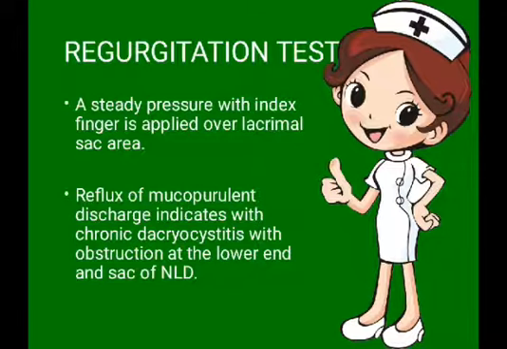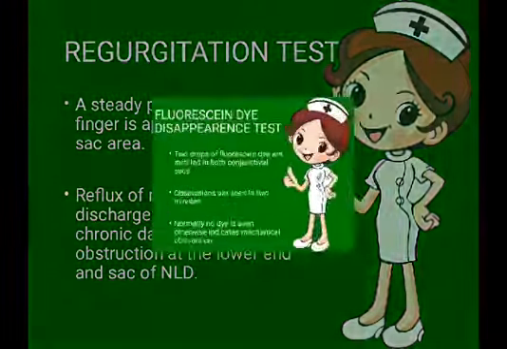We will notice whether there is a reflux of mucopurulent discharge, reflux from inside to outside, where discharge comes out, which indicates chronic dacryocystitis. It indicates long-standing inflammation of the lacrimal sac with obstruction at the lower end of the NLD and the sac of the NLD. So if that discharge comes out, it indicates there is an obstruction at the lower end and the sac of the NLD. This was the second test, the regurgitation test.